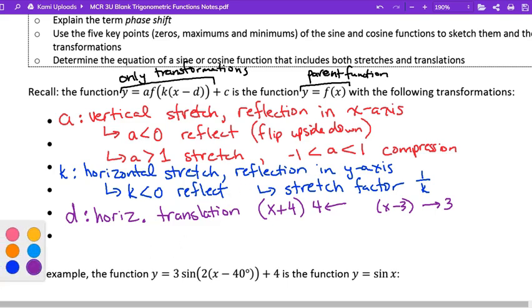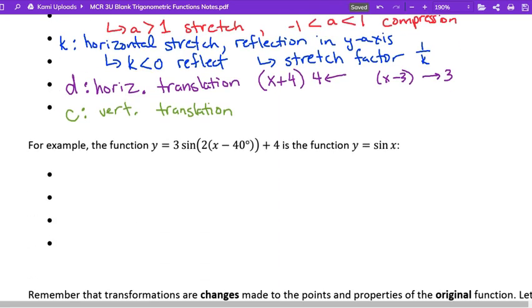All right, and then the last one we have is c, which is our vertical translation. And this one is as we see it. If c is 2, we shift 2 up.